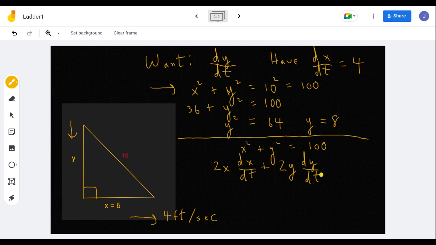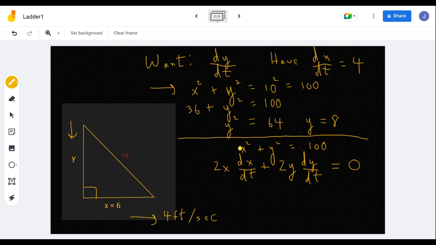And here's the tricky part. What's the derivative of 100? Well, 100 is a constant function. Think about 100, it never changes. So a constant never changes with time, and therefore its derivative must be 0.